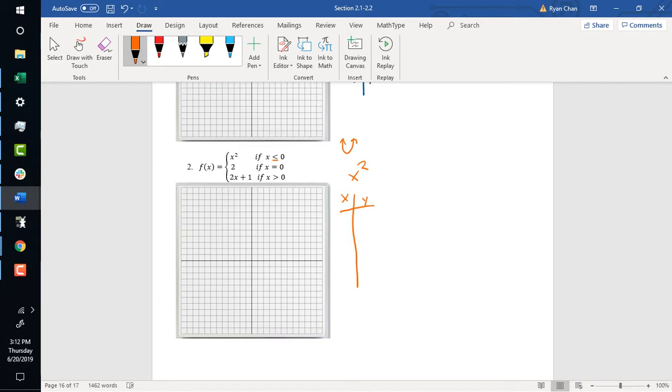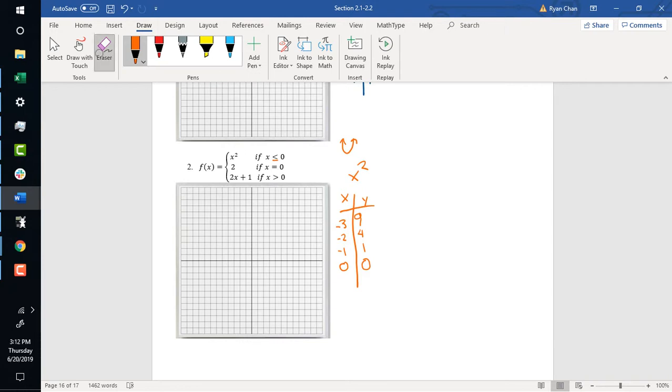So 0 is my largest number. 0 is my largest x value. 0 squared is 0. And I can go down, so I can go down to -1, -2, -3, right? So I have -1, 1; -2, 4; -3, 9. And then 0, 0, right?